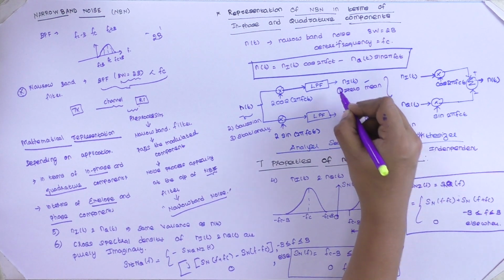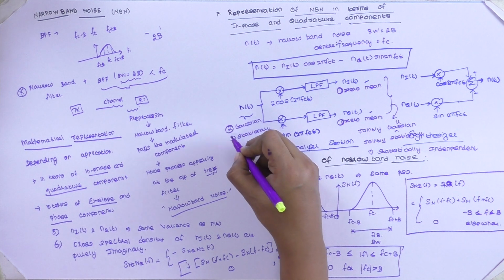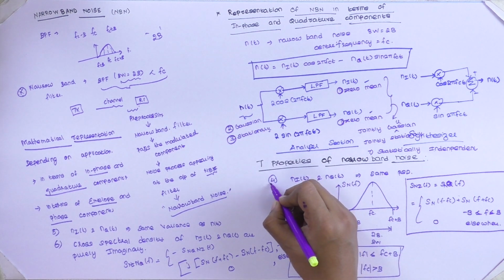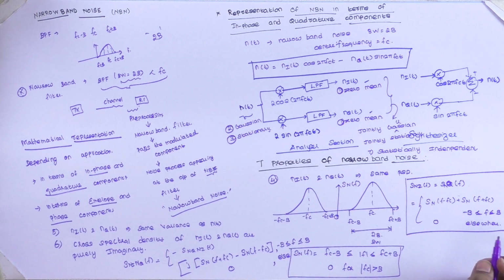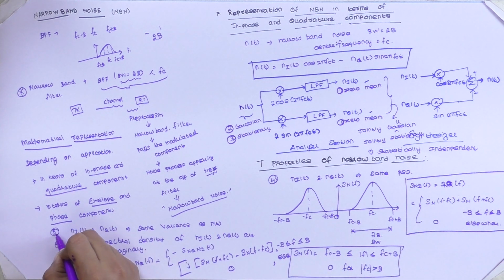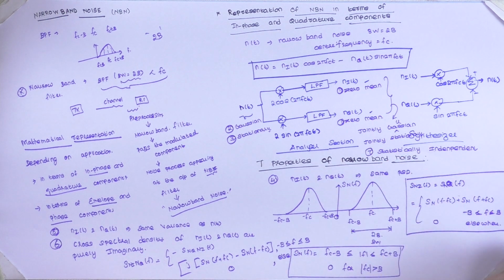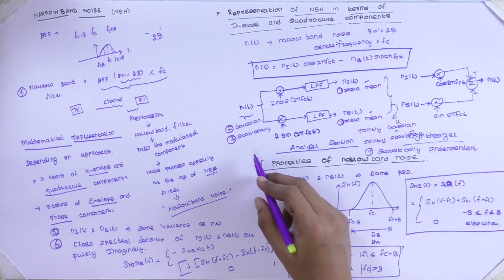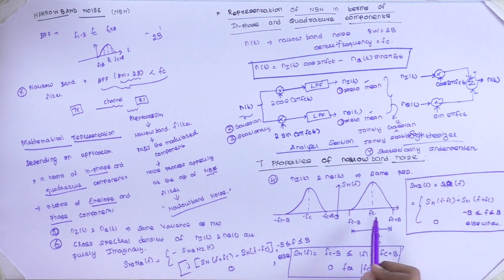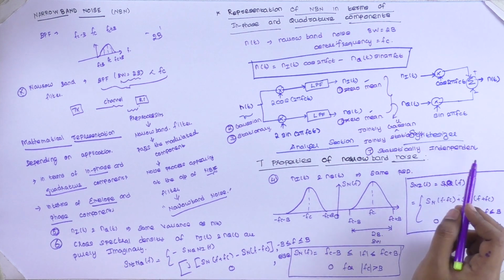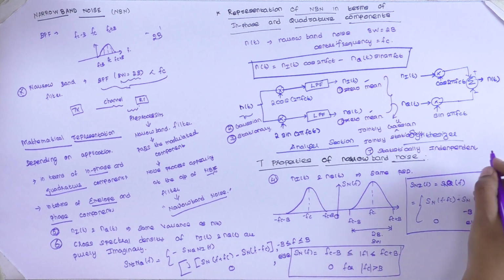So, this is our first property, having 0 mean. Second, Gaussian. Third is stationary. Fourth, both the in phase and quadrature components have the same power spectral density and the same variance as that of the narrowband noise. The cross power spectral density is purely imaginary. And the seventh property is if N of t is Gaussian and Sn of F is symmetric around Fc, then Ni of t and Nq of t are statistically independent.